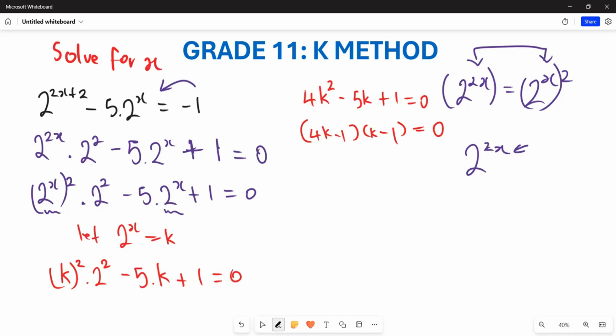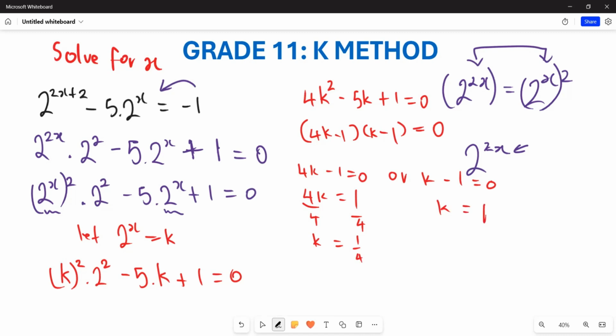So which means now from here you are going to equate. This is going to be the same as 4k subtract 1 is equal to 0, or your k subtract 1 is equal to 0. And now from here, what is it that you're going to do? So you're going to come back and say 4k is going to be equal to 1, divide by 4, you divide by 4, which means now your k is going to be the same as 1 over 4. Or on this side, your k is going to be the same as your 1.